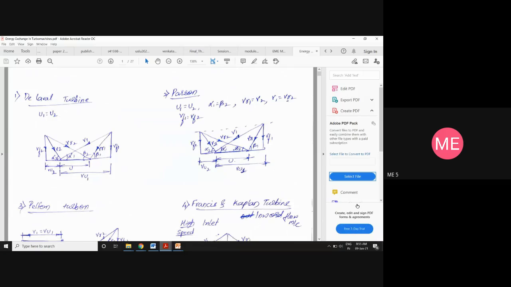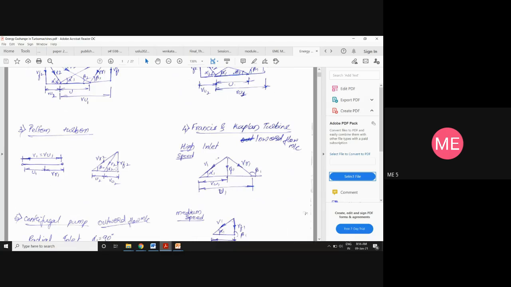Before going to the second module, we should know the velocity triangles for the Pelton turbine, reaction turbines, steam turbine, and Parsons reaction turbine. All those things you should come to know. So, the very first sheet I shared: the De Laval turbine velocity triangle looks like this. The Parsons turbine velocity triangle looks like this.